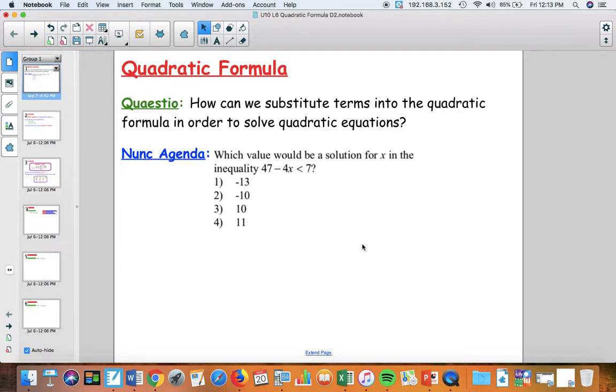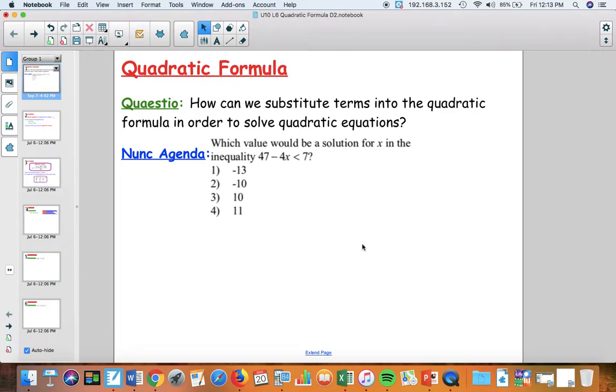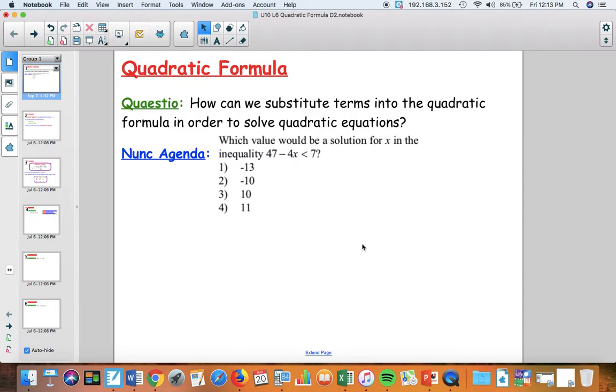We are going to be doing the second day of the quadratic formula, but let's first start with this do now. It says which value would be a solution for x in the following inequality. Okay, so we have 47 minus 4x is less than 7.